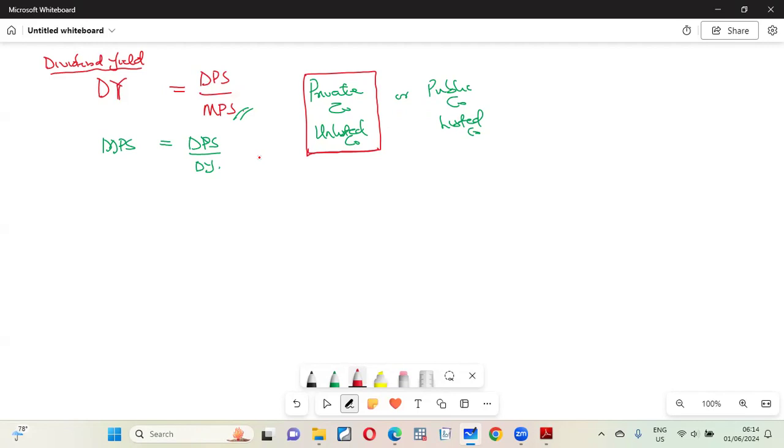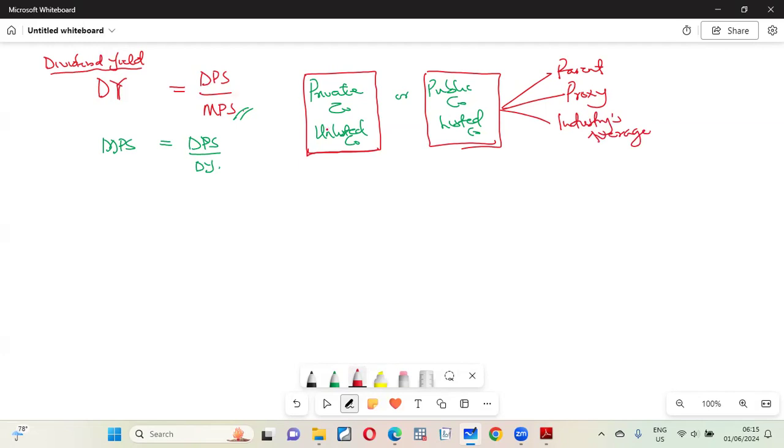So if you are valuing a private company, then it means that you pick the DY of a public company, which can be the parent who is buying the other. It can be a proxy public company, or it can be the industry's average. So if you are valuing a private company, the DY will be sourced from somewhere.